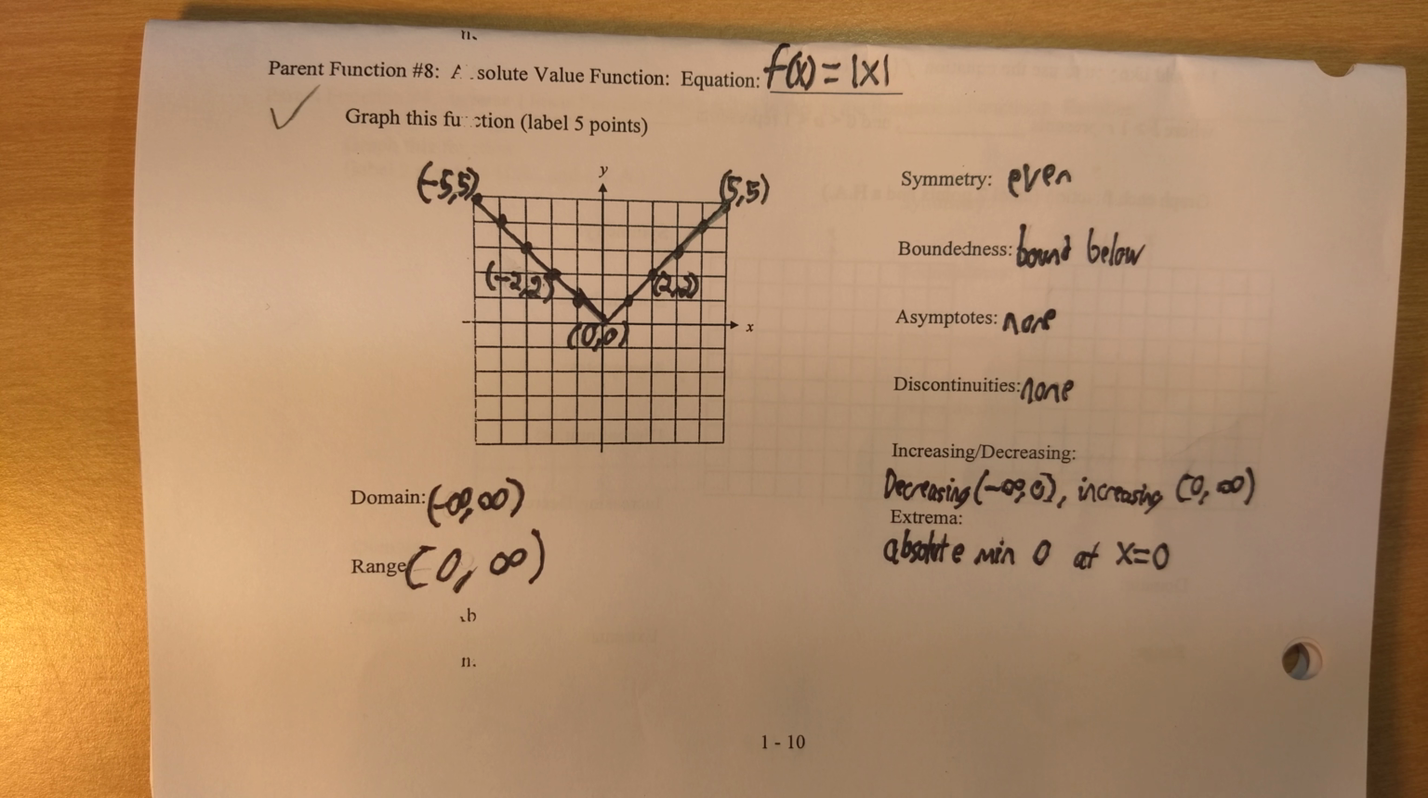This is the absolute value function. It is even in symmetry and is bounded below. There are no asymptotes and no discontinuities. The function decreases from negative infinity to 0 and increases infinitely from 0. It has an absolute minimum of 0 at x equals 0. The domain is from negative infinity to positive infinity, and the range is from 0 to positive infinity.